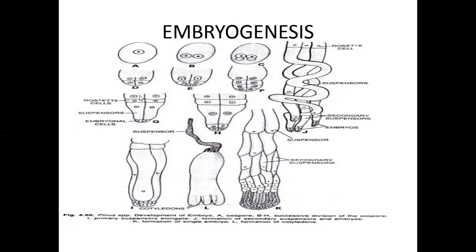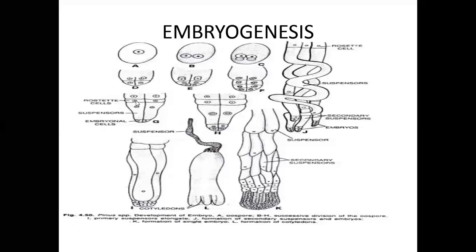The upper tier 4 cells are called open tier cells. Below the open tier cells, the remaining 4 cells are called Rosette cells. Below the Rosette cells, the 4 cells are called suspensor cells. Below the suspensor cells, the 4 cells are called embryonal cells.